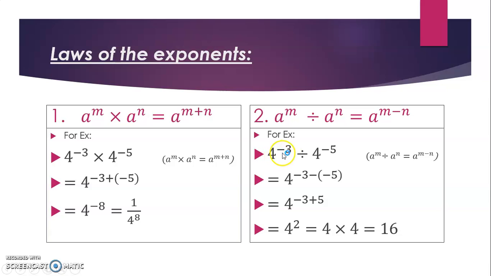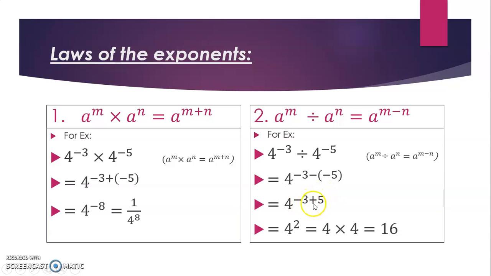For example, 4 raised to the power minus 3 divided by 4 raised to the power minus 5. Here the base is the same, that is 4, but the exponents are minus 3 and minus 5. So it follows law number 2, as the sign in between is division. You keep the base the same and take the difference of both exponents: minus 3 minus of minus 5. Minus minus becomes an addition sign.